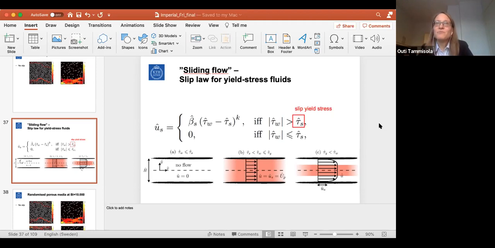Of course, you can have the slip yield stress be the same as the actual yield stress, or you can go anywhere in between the actual bulk yield stress and having no slip. So of course you could get any scenario in between. So yes, of course it would influence.